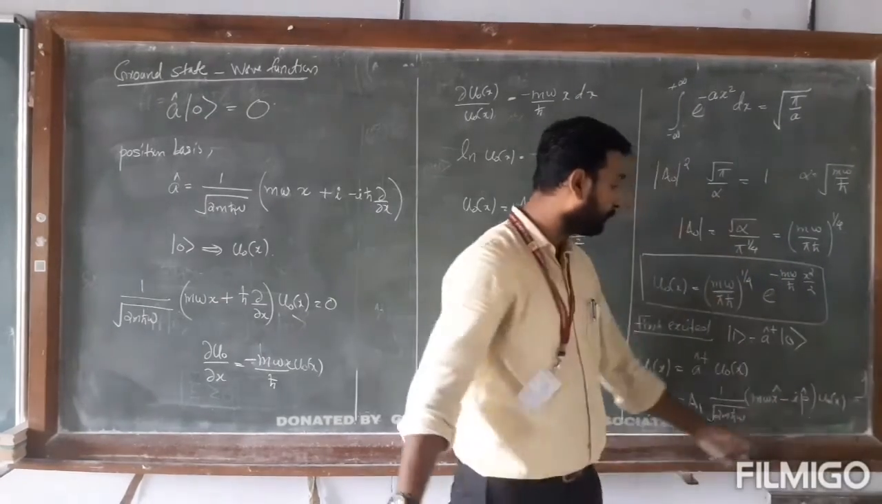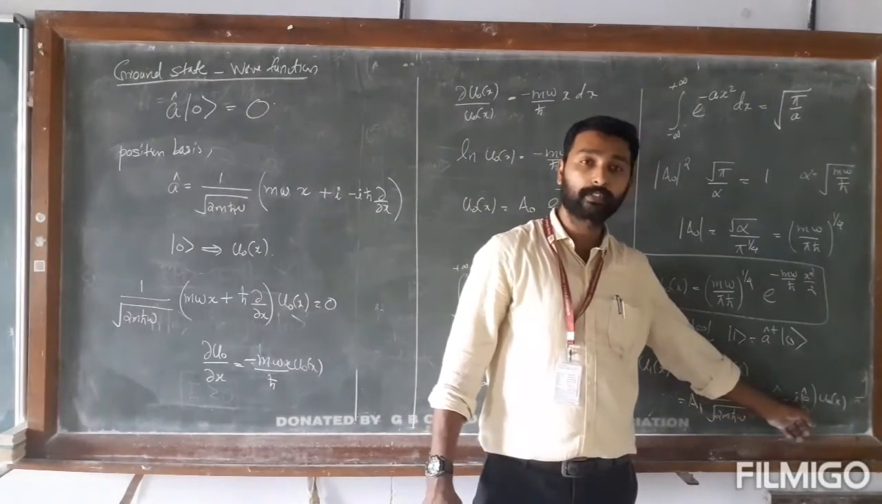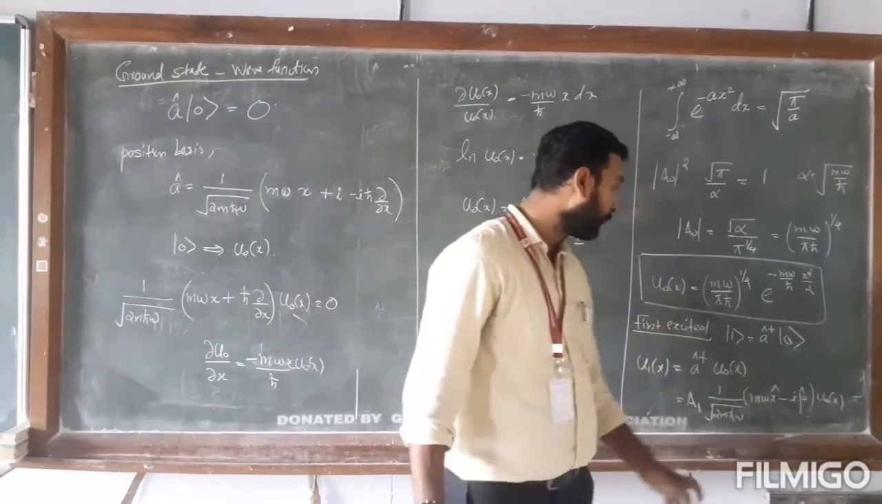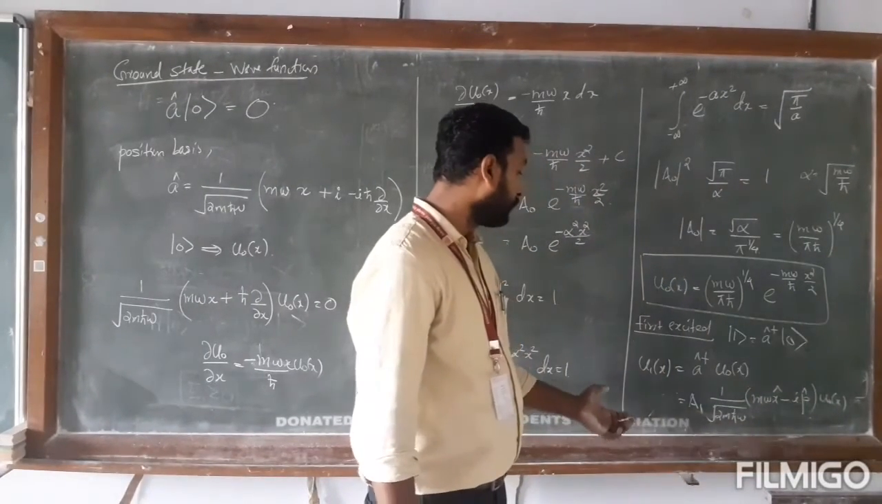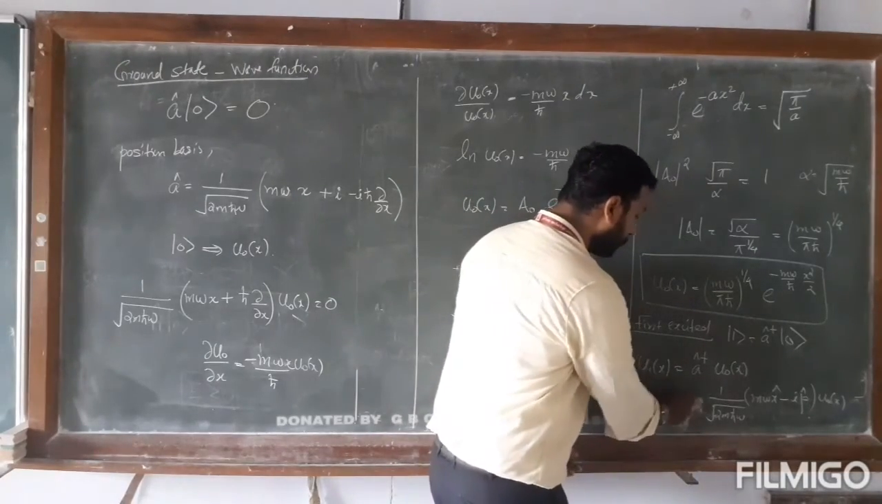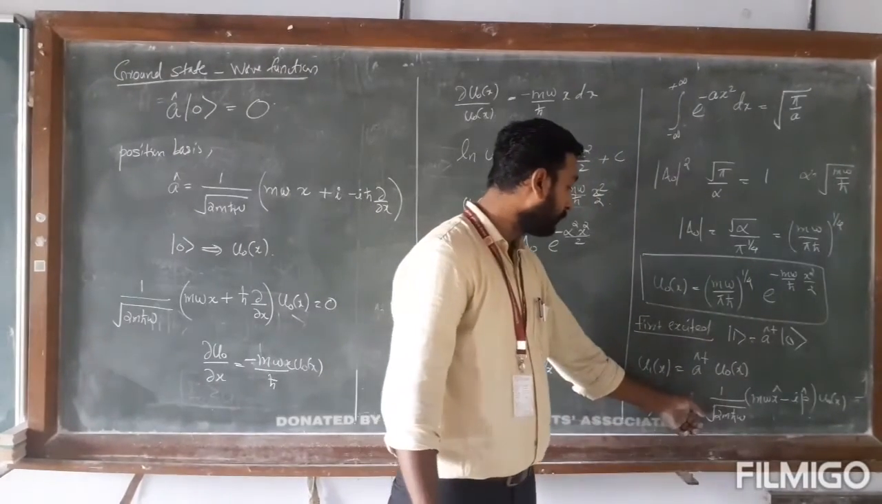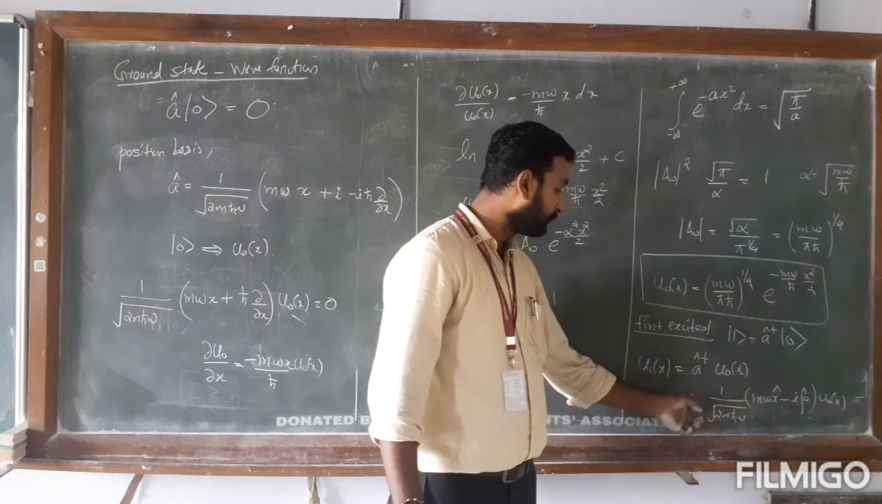Now in the position basis, the operator x is just x, and the operator p is just minus iħ d/dx. Now by knowing u0 of x, we can find the form of u1 of x, and we can find a1, because a dagger acting on u0 simply becomes u1.